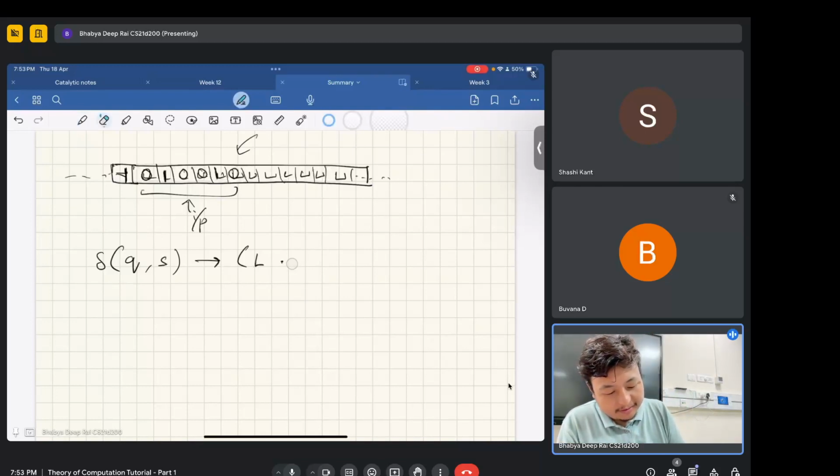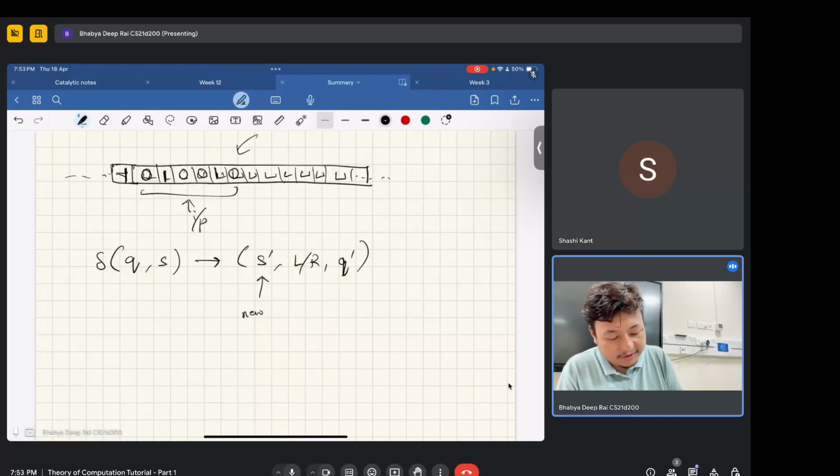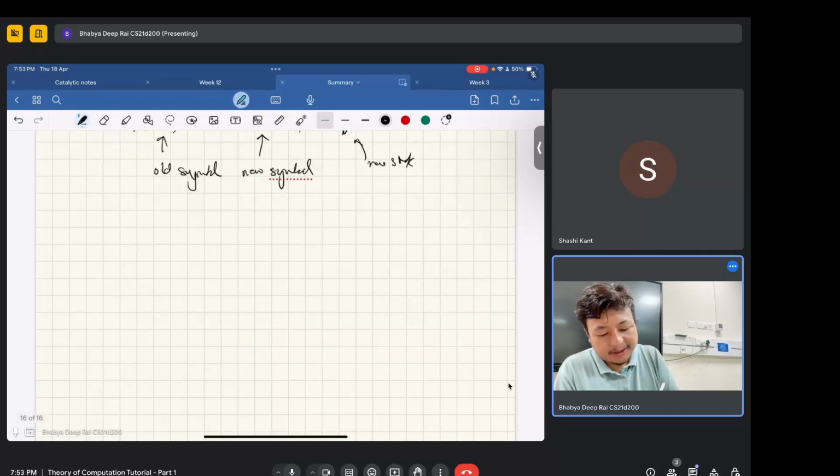So the transition has the symbol S followed by an S prime, which is the symbol you're replacing it with, then followed by a left or right move, and the new state Q prime. S prime is the new symbol, S is the old or current symbol, and Q prime is the new state. Now I'll show you. L is the following language.